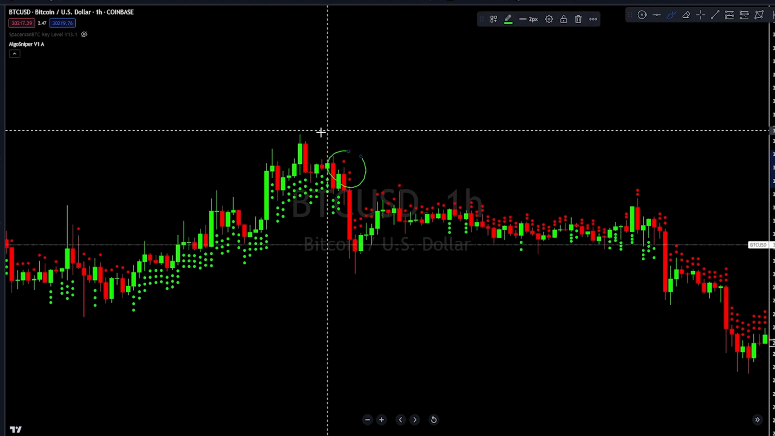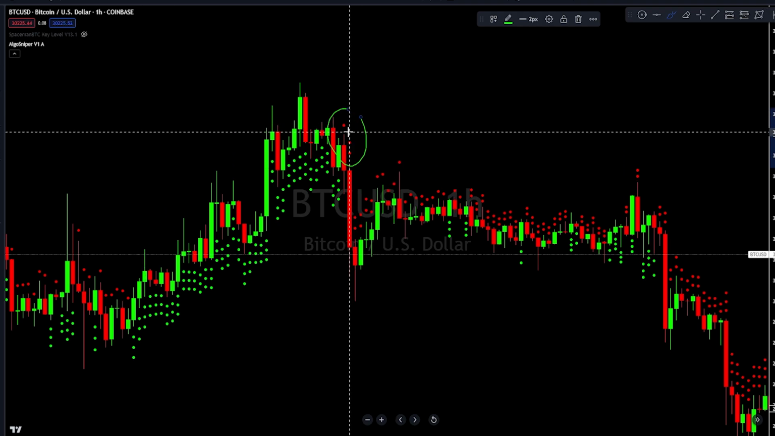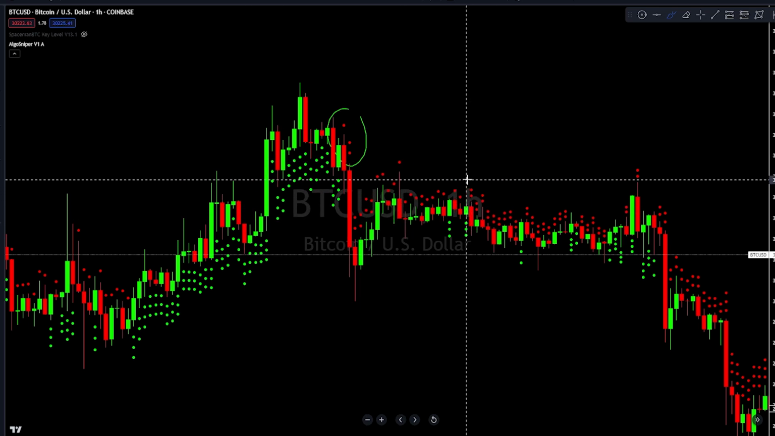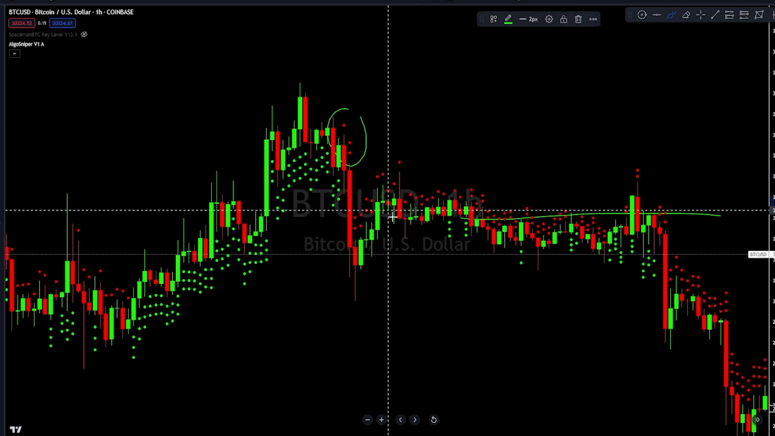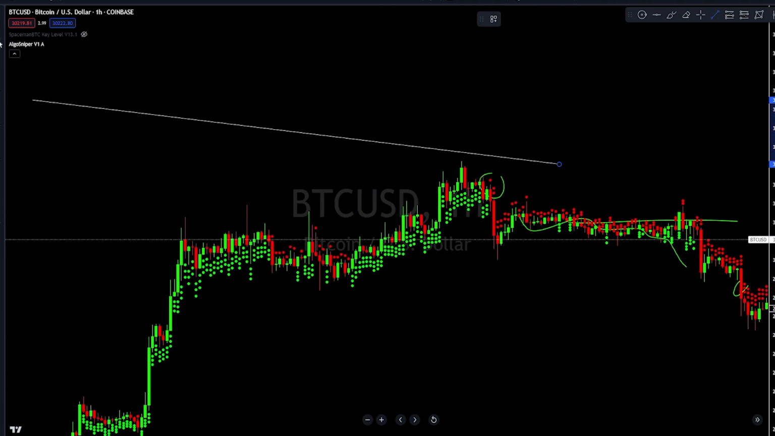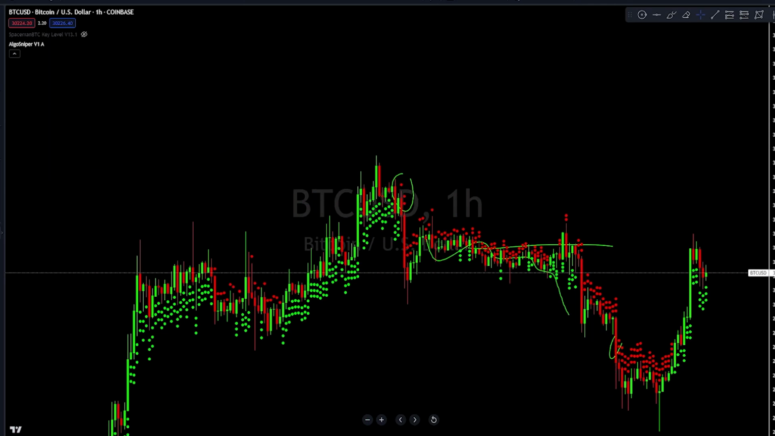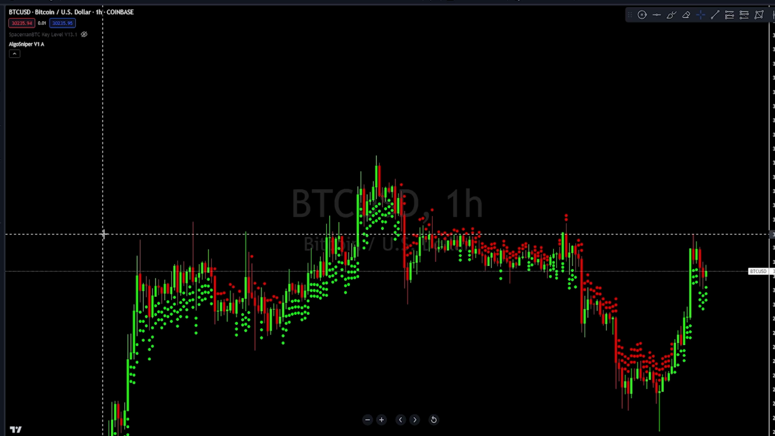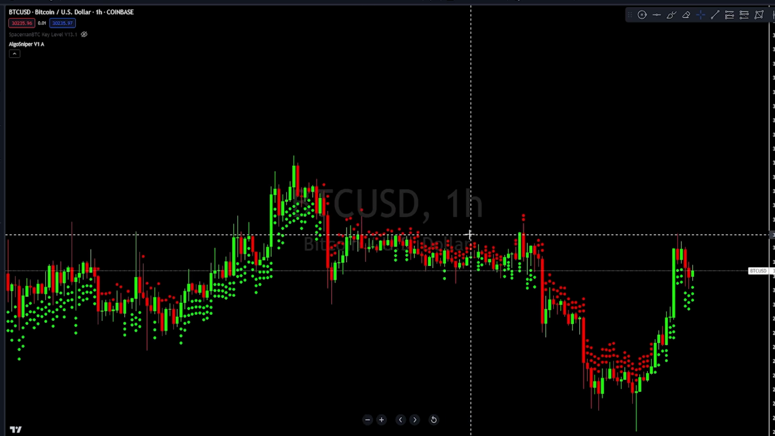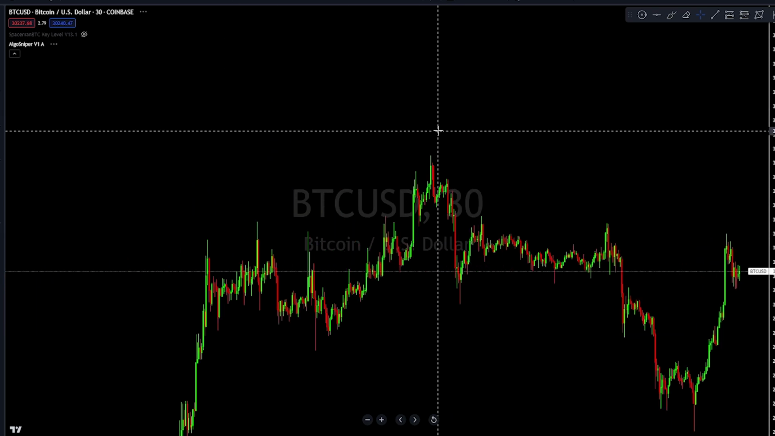Now we're beginning to see a red dot, 2 red dots, and that gives us confirmation that a bearish reversal is about to take place. Eventually it brings us all the way down to 3 red dots, and then we get a pretty significant crash afterwards. So the dots are going to lead and guide you on what you should be doing. You do not want to be buying when there are red dots, in most cases.